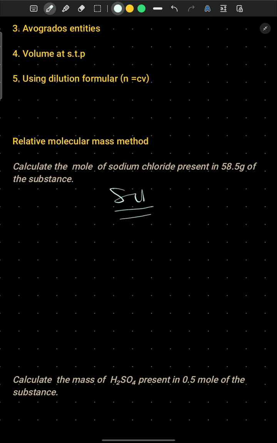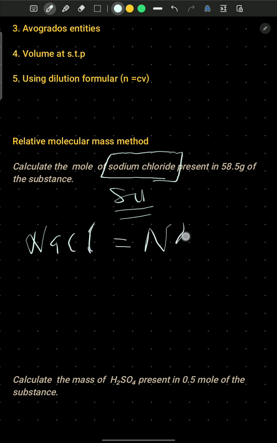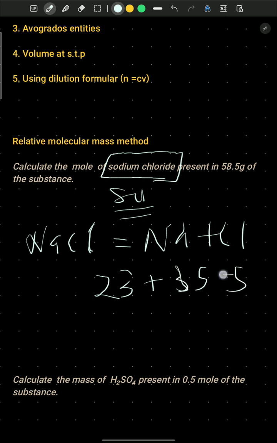Now, the number one thing is that you need to understand the substance you are dealing with. In this particular case, the substance you are dealing with is sodium chloride. Like I told you, you will always need the molecular formula. So sodium chloride means sodium plus chlorine, and sodium is 23 and chlorine is 35.5. So how did I know all these values? I've told you, you need to know them. Sodium is 23, chlorine is 35.5.